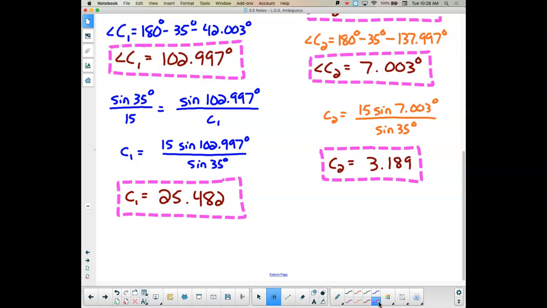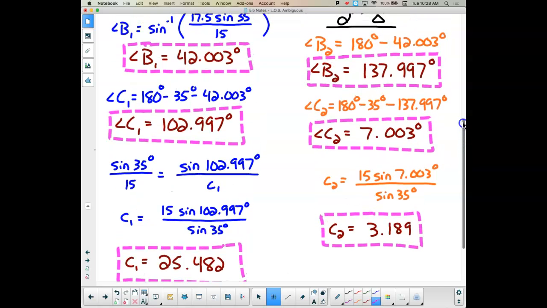Scroll back up, get all 6 answers on the board. Top 6 answers on the board. Questions, comments, concerns, clarifications? Good stuff. Love this stuff.